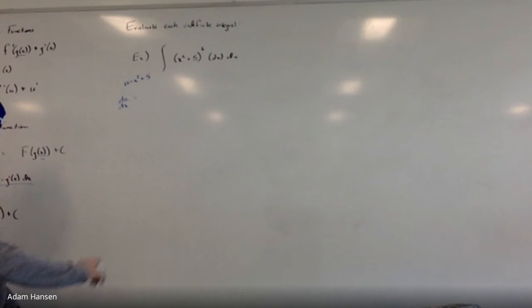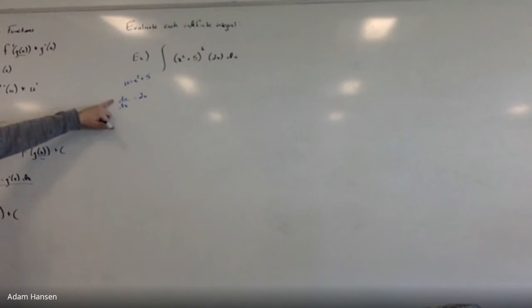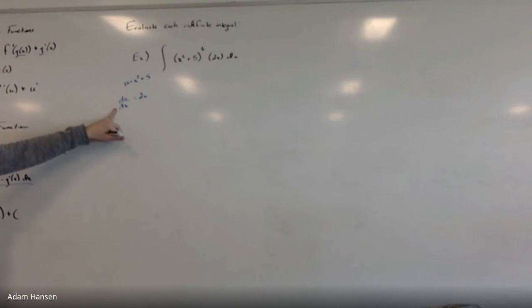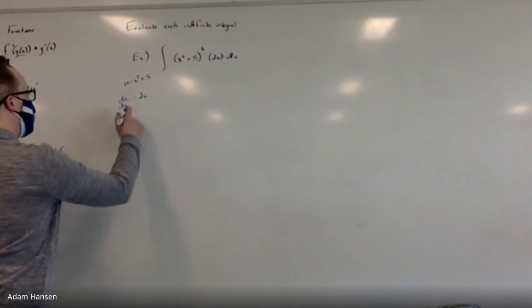2x. Now what I'm going to do is solve this for du. du is being divided by dx. So how do I get rid of dividing by dx? What's the opposite of dividing by dx? Multiplying, thank you. So I'm going to multiply both sides by dx, which cancels out the division on the left side. What's the dx over here?